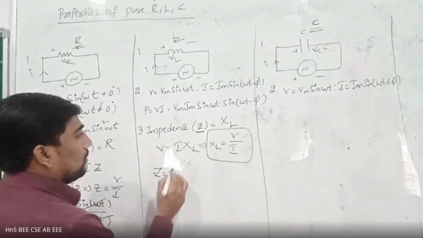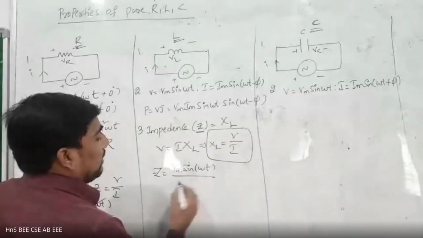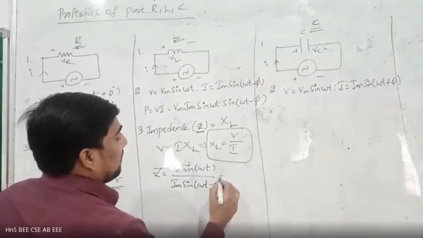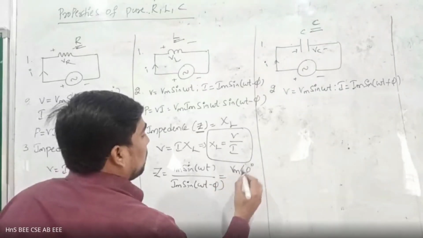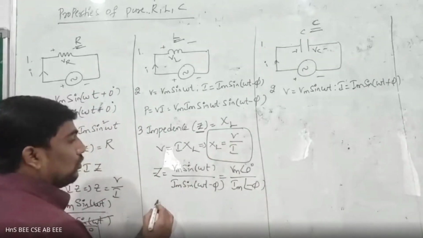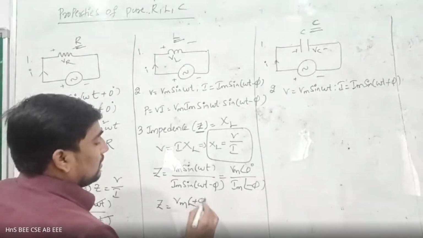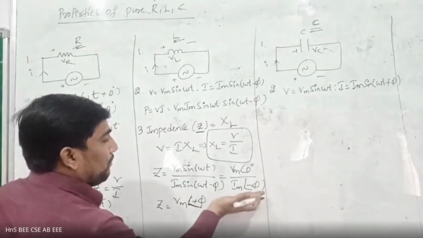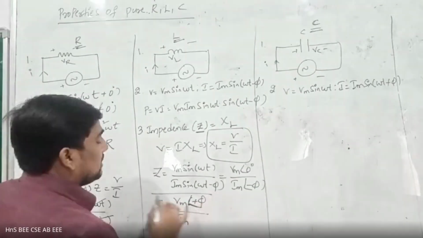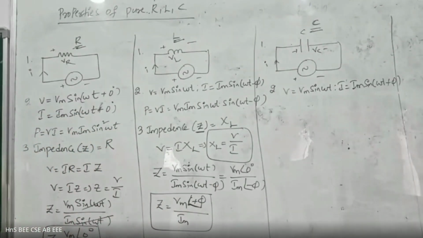That Z equal to Vm sin omega t by Im sin omega t minus pi. Simply I am writing Vm angle of 0 by Im angle of minus pi. That minus pi comes to the numerator. Then Z equal to Vm angle of plus pi. If it is minus pi in the denominator, it comes to the numerator as plus pi. Now coming to Z, that is equal to Vm angle of plus pi by Im. Okay. Now coming to capacitor.